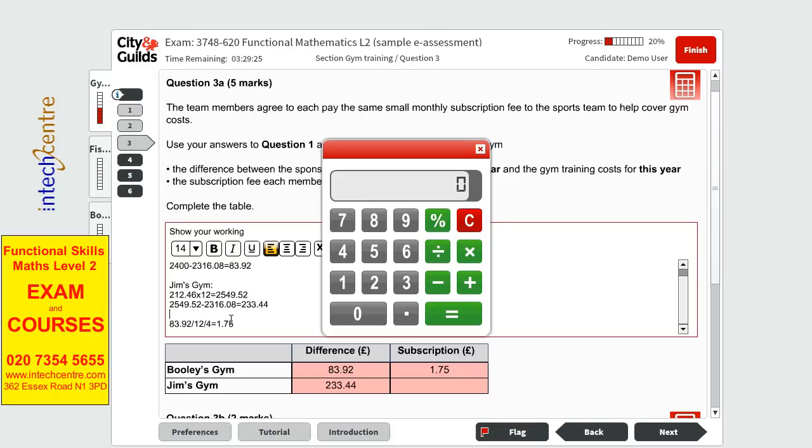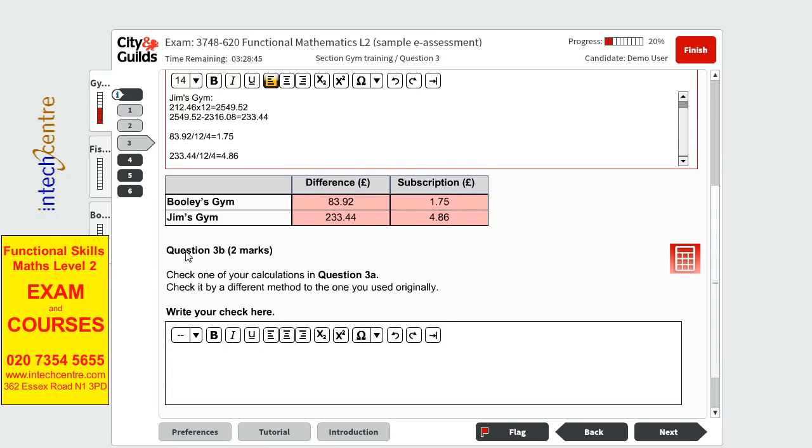£1.75. Now we will go on to Jim's Gym, which is 233.44 divided again by 12 months and by 4 people. We have 233.44 divided by 12 and divided by 4. And we have a cost of £4.86 that each member has to pay. Now you can round for both answers either to £2 and £5, but you can also keep the answers you have from the calculator. Now the next question, question 3b, is asking us to check one of our calculations in question 3a.